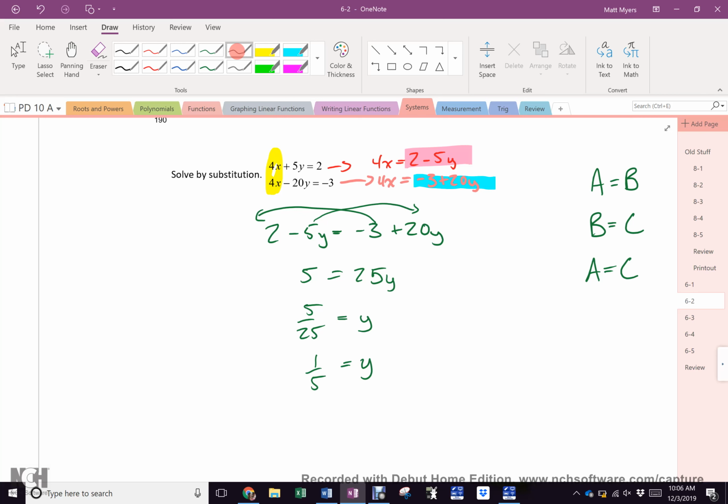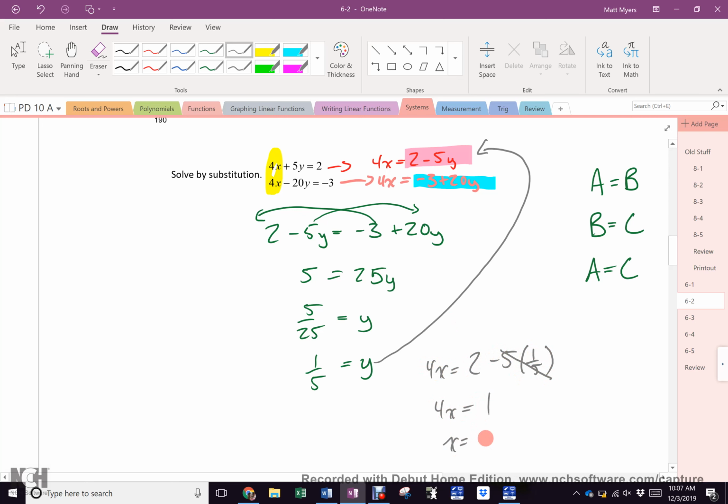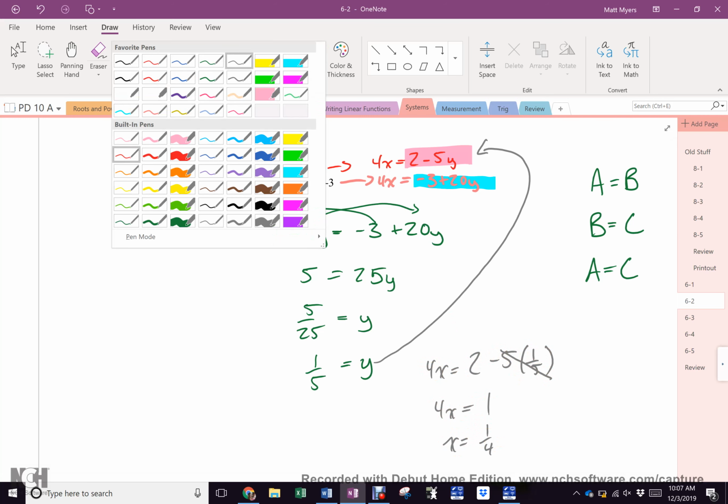Where can I put that? Back into which equation, Connor? I would use the top one because the top one has a 5 and I've got a 1/5. So 4x will equal 2 minus 5 times 1/5. What happens to those two 5s? Cancel out. Now I have 4x equals 2 minus 1, which is what? 1. So x equals what? 1/4. What is the ordered pair?